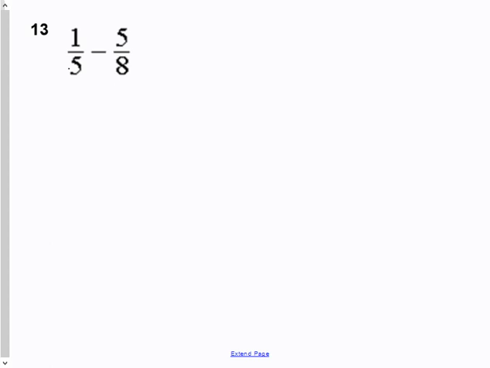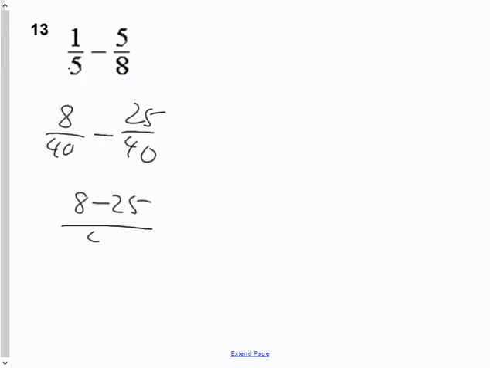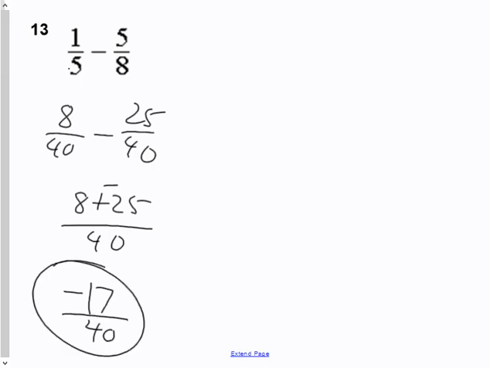Question 13, same thing, common denominator being 40. Equivalent fractions, like this. Oh, this was so disappointing because now you subtract your numerators and keep your denominator. 8 take away 25, or 8 plus a negative 25. You have more negatives. You have 17 more negatives, which is negative 17 over 40. Negative 17 over 40.